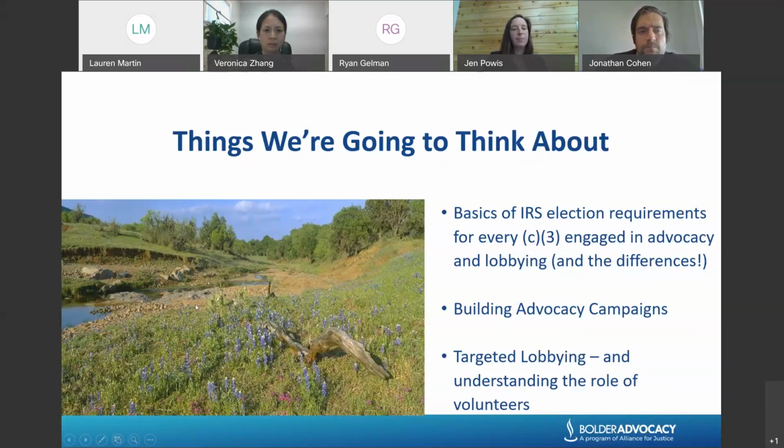We'll touch then upon building advocacy campaigns, the big ticket items that I like to think about as I encourage nonprofits to use all of their tools in their toolkits. And finally, a little bit of targeted lobbying, particularly around board members, because so often board members should be our biggest cheerleaders. They should know our organization and the work that we're doing very intimately, and they can often be our biggest champions. Next slide.